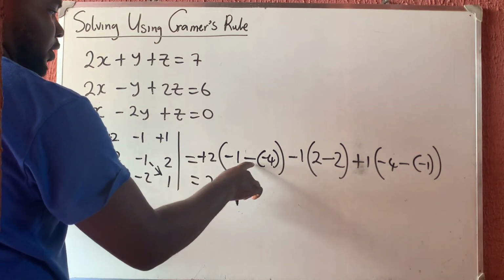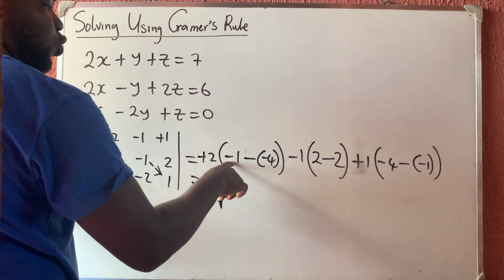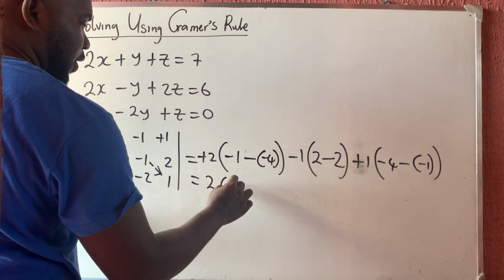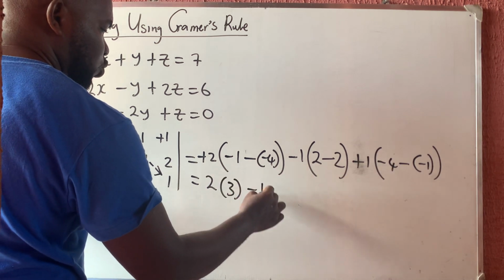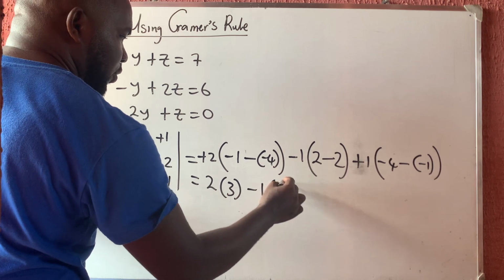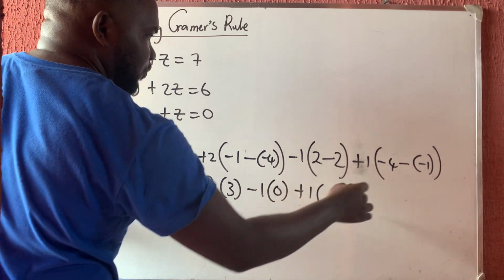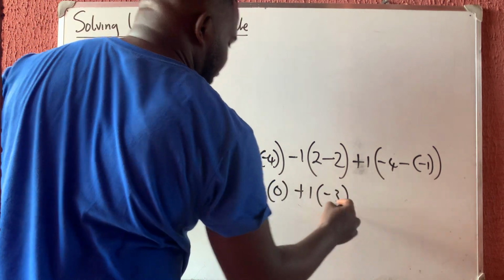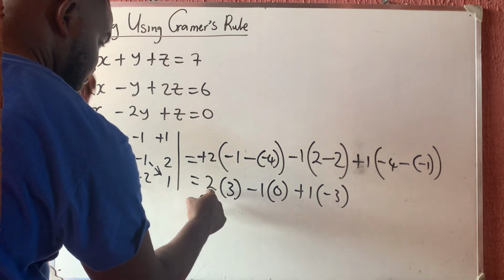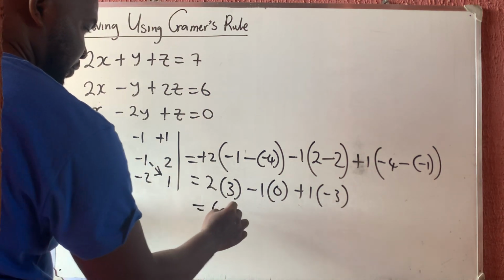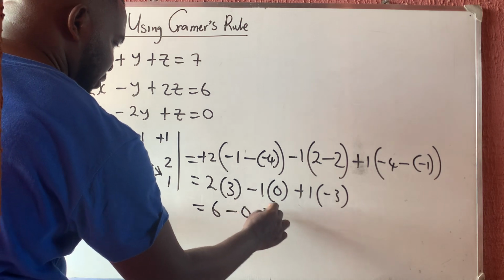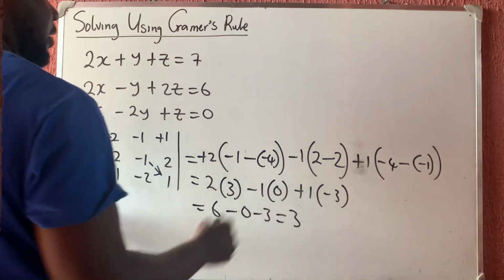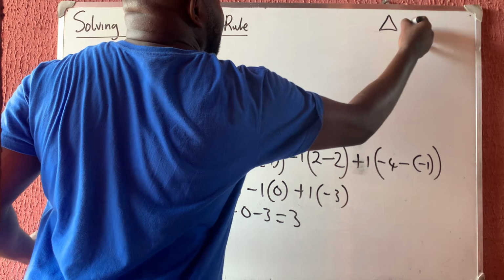So finally my answer becomes what? 2 into this, and this is plus. So minus 1 plus 4 gives us 3. Okay, so minus 1 into this, and this is 0. Then plus 1 into minus 3. So I'm left with what? This is 6 minus 0 minus 3. So I'm having that my answer is 3. So I've gotten that my change is equal to 3.